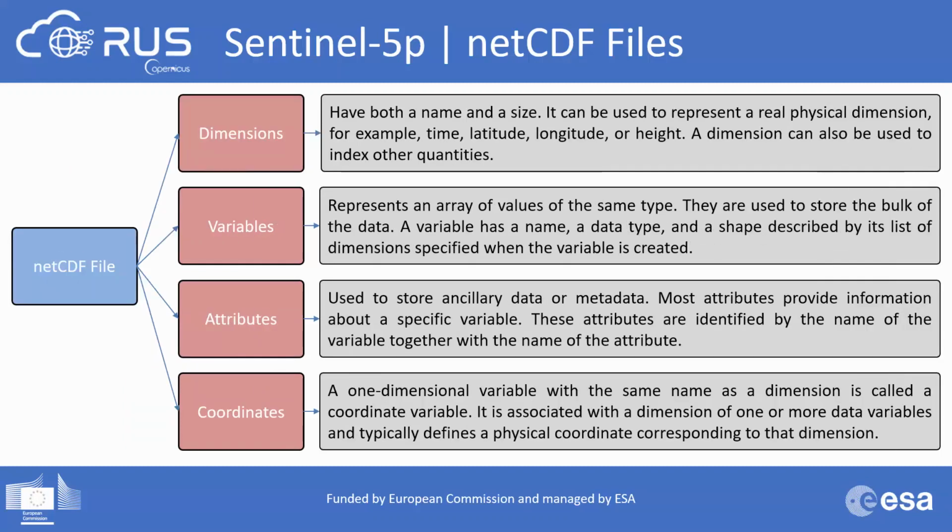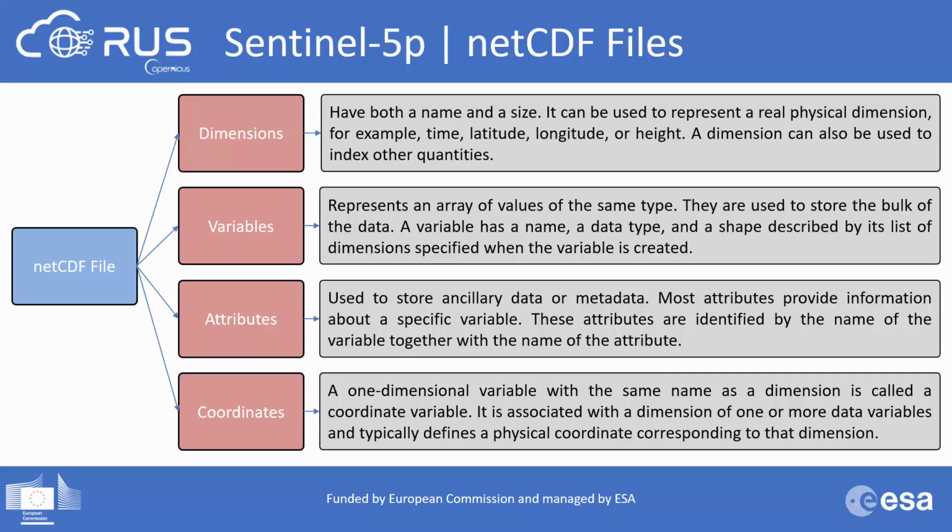So in netcdf files, you can find four main, let's say, divisions. We have the dimensions of the file, the variables, the attributes, and the coordinates. I want to introduce you mainly, well, you can see it on the slide, but let me give you a brief summary of variables and attributes.